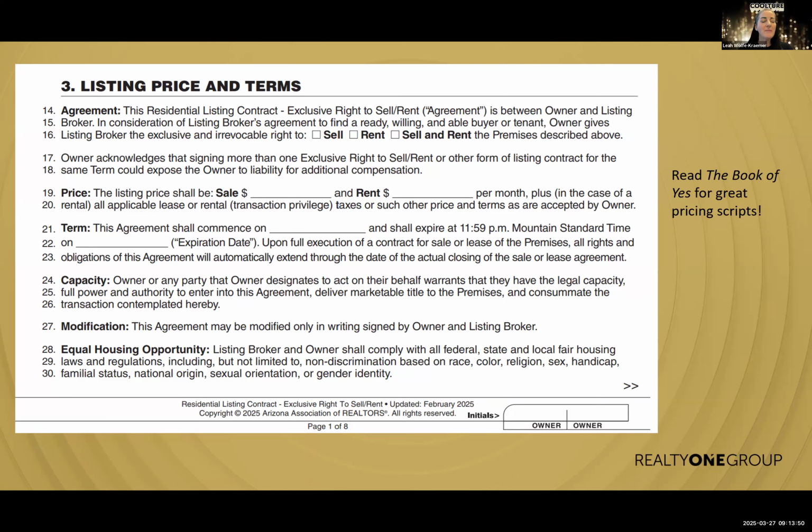This agreement shall commence on whatever date and shall expire at 11:59 p.m. Mountain Standard Time on whatever the expiration date is. So again, we're looking to keep those within the 12-month period in most cases. Upon full execution of a contract for sale or lease of the premises, all rights and obligations of this agreement will automatically extend through the date of the actual closing of the sale or lease agreement.